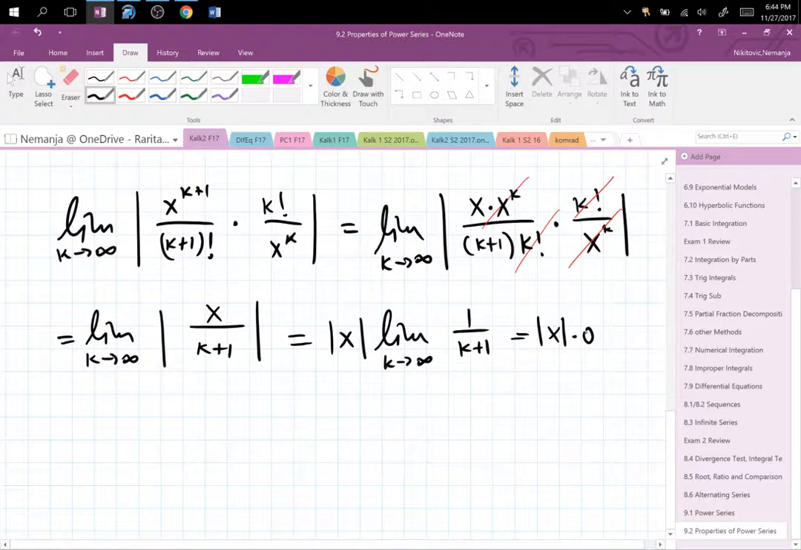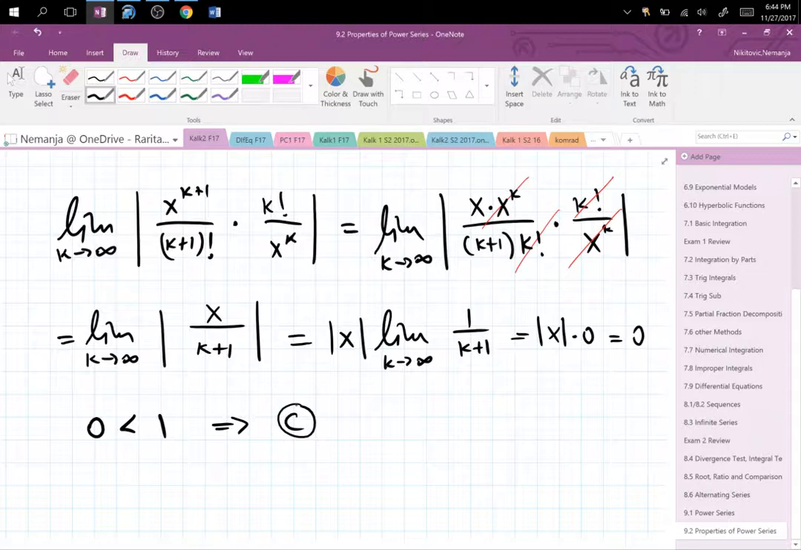So we get absolute value of x times 0, and what do you get? 0 is less than 1. If 0 is less than 1, what does that have to do with it? 0 is less than 1, which implies convergence. Now, in this case, we say that the power series converges for all x.